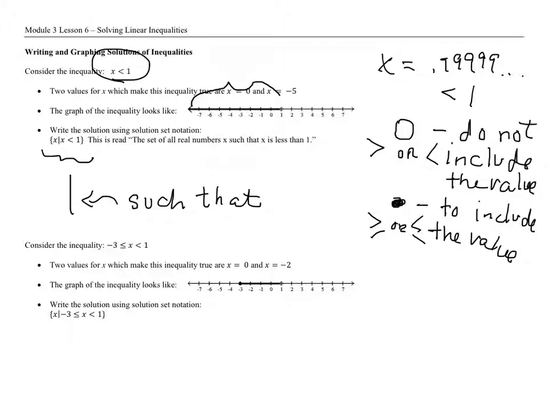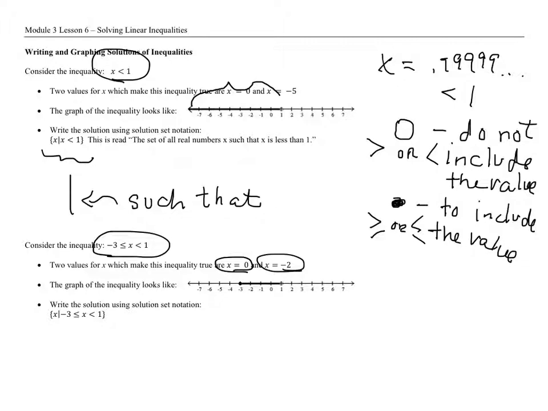Now we're going to consider what we call a compound inequality. That means x is between -3 and 1. Now you'll see that x can be -3 because it says x is greater than or equal to -3, or just this piece says -3 is less than or equal to x. And x also has to be less than 1. So it has to fulfill those two conditions. So I picked two values here, 0 and -2. Yeah, they're between -3 and 1.